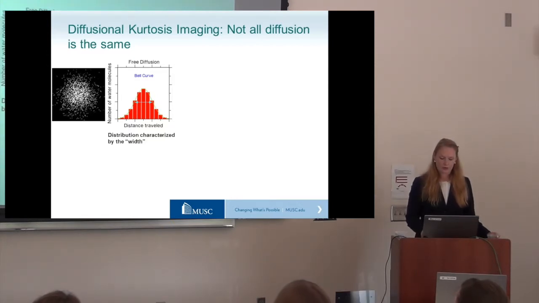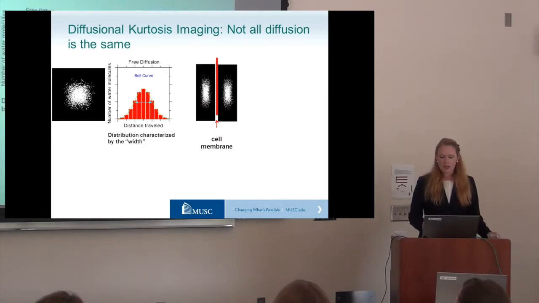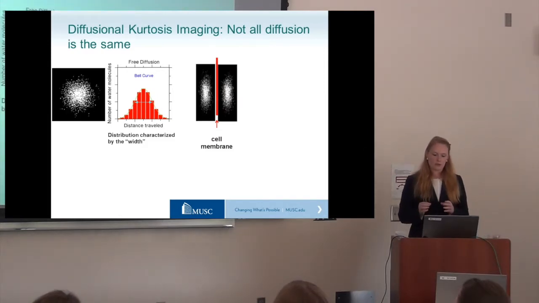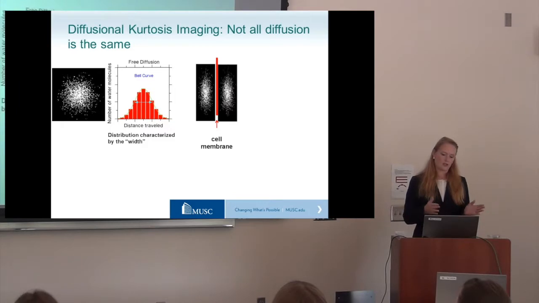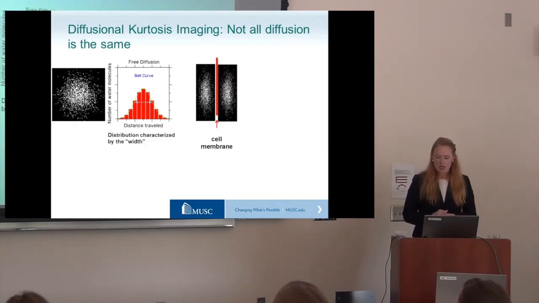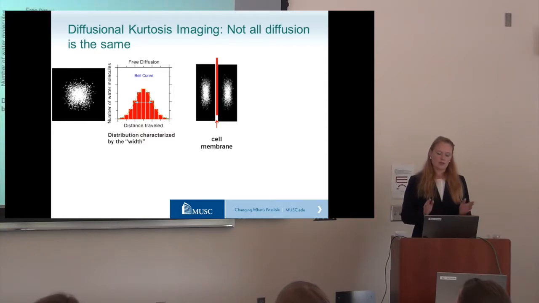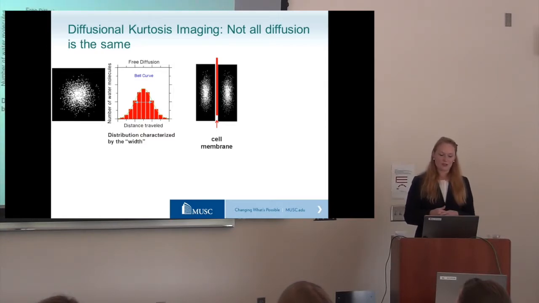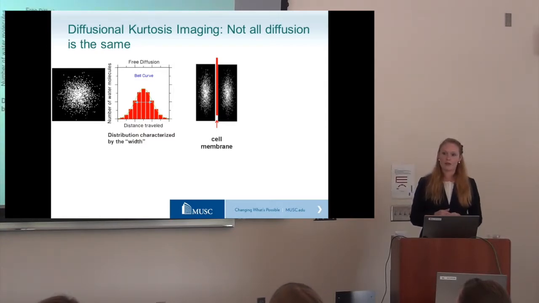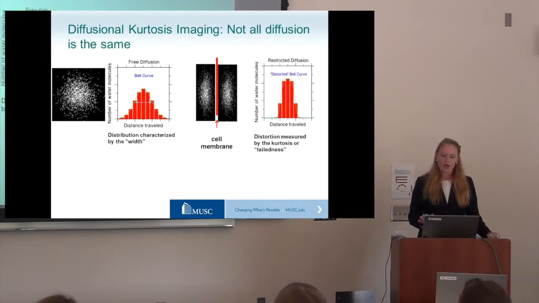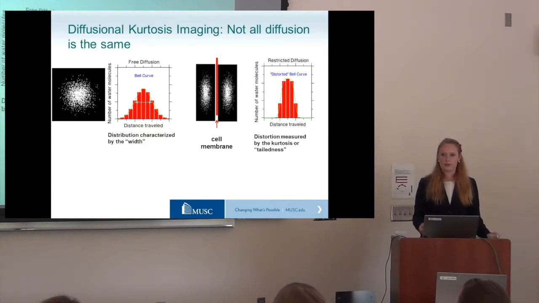So maybe diffusion looks a little bit more like this, where the molecules don't have a chance of, in this case, going to the left or to the right, and they're forced in different directions. What this does to the curve that we plotted on the left is it introduces some sort of tailedness or some sort of deviation from a normal distribution. And this is exactly what kurtosis measures.